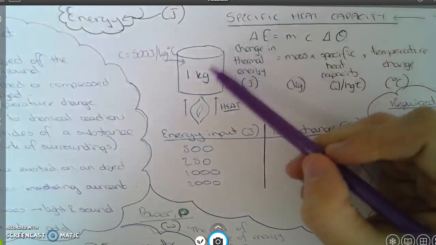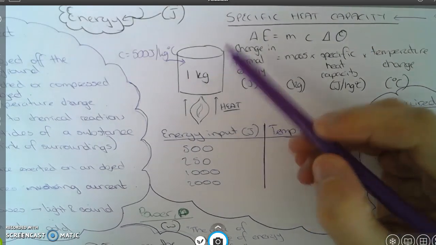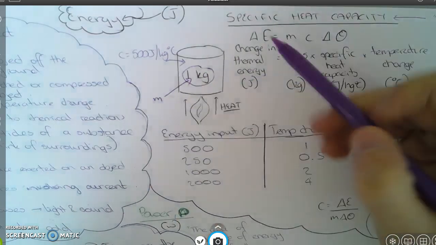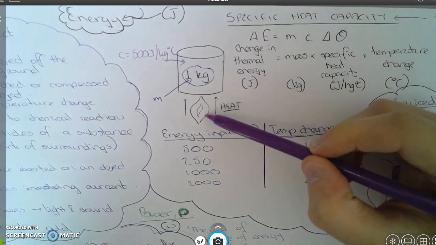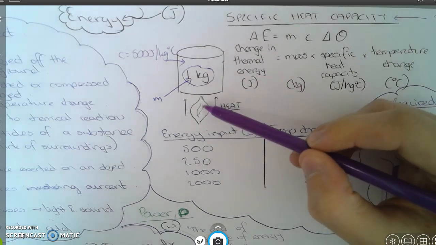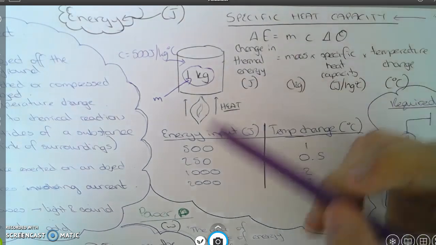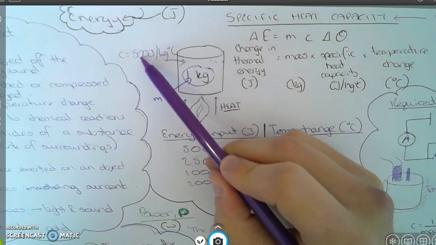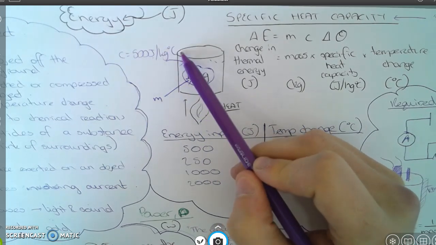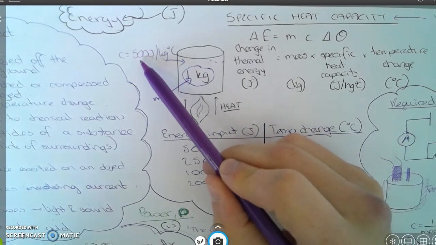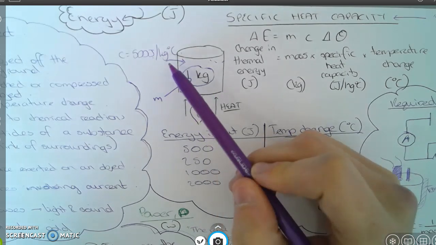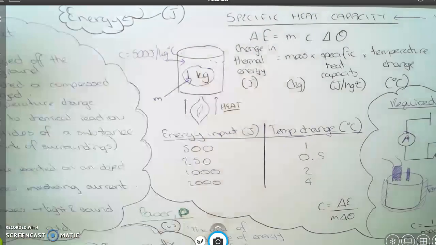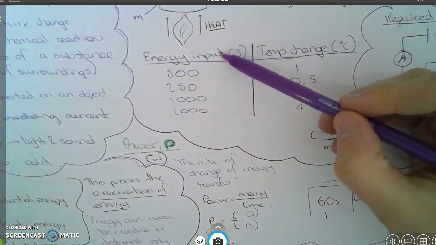Okay, let's consider this block. So here's a metal block, and this block is 1 kilogram. So our mass is 1 kilogram. And the block is being heated by this dubious looking flame, that is a flame, and it's being heated by Bunsen, let's say. Okay, and the specific heat capacity of this metal block is 500 joules per kilogram degrees Celsius. What does that mean? It means that it takes 500 joules to heat this 1 kilogram block up by 1 degree Celsius.